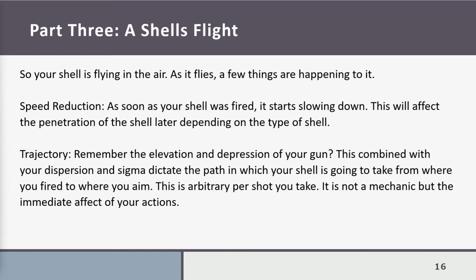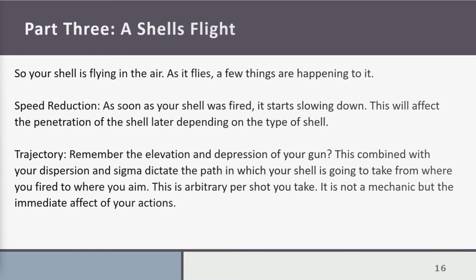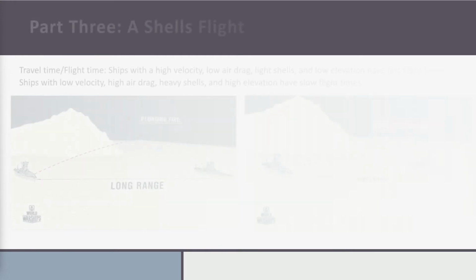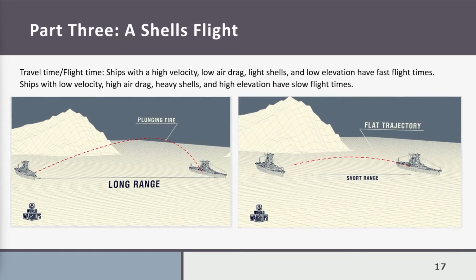So in this case, for the next slide, this relates to both travel time and flight time. For example, if a ship has high velocity, low air drag, light shells, and low elevation, like the ship on the left, it'll have a very fast flight time. If you have a ship with a low velocity, a high air drag, heavy shells at a high elevation, they will have slow flight times, like the ship on the right. The ship on the left is more akin to something like a Petro, and the ship on the right is more like a Des Moines.